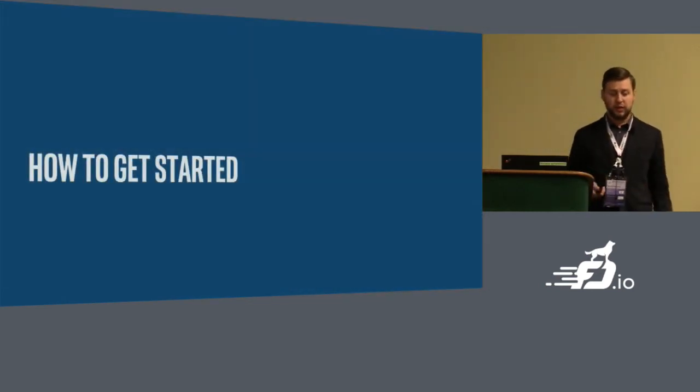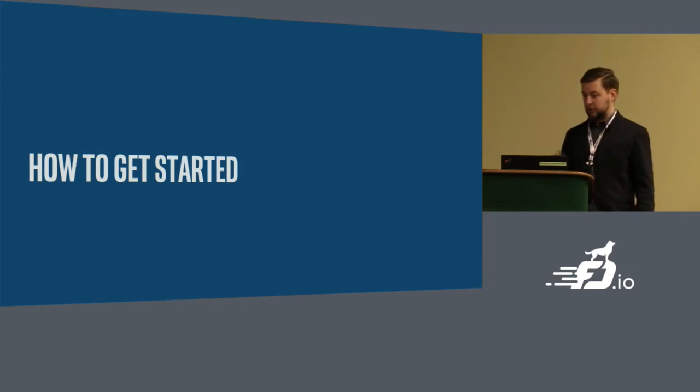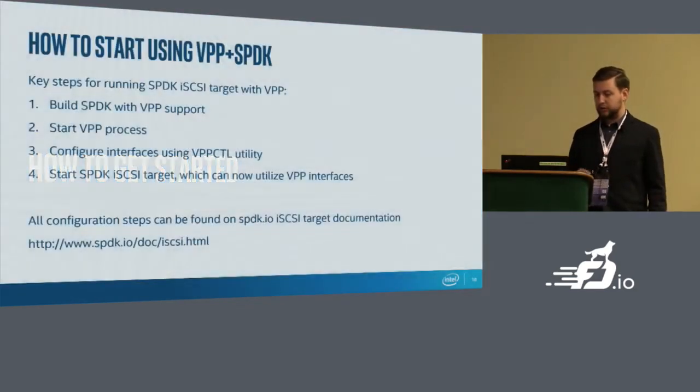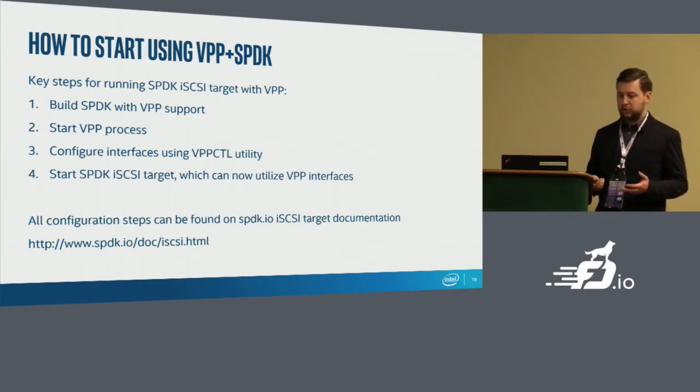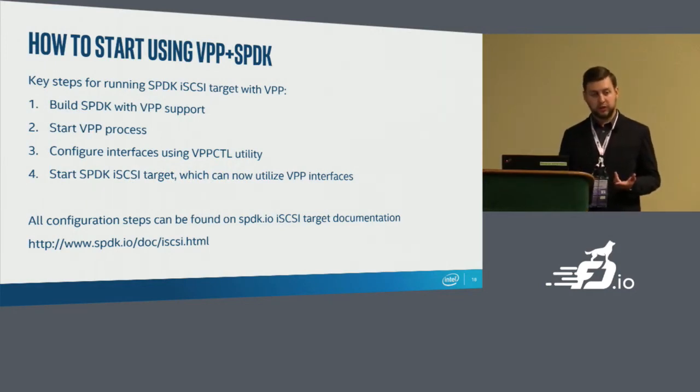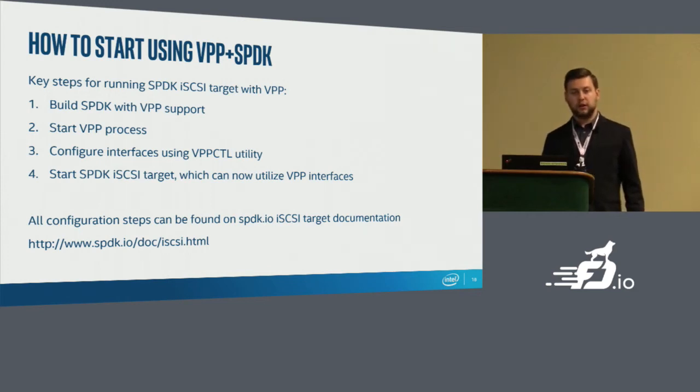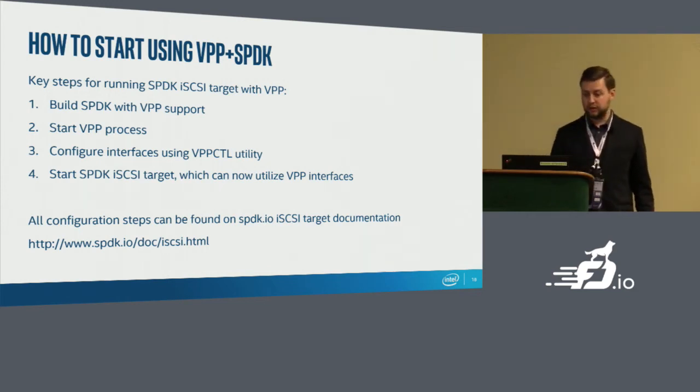So how to get started? All of this is available on the SPDK repo right now. All you need to do is just build SPDK with VPP support and start and configure the VPP however you want. And from that point onward, you can use the SPDK iSCSI target with VPP. All the configuration details are available on our site, SPDK.io, specifically the iSCSI target configuration guide.